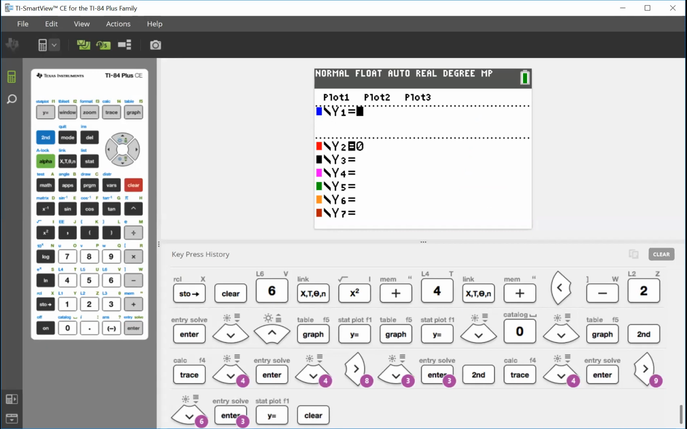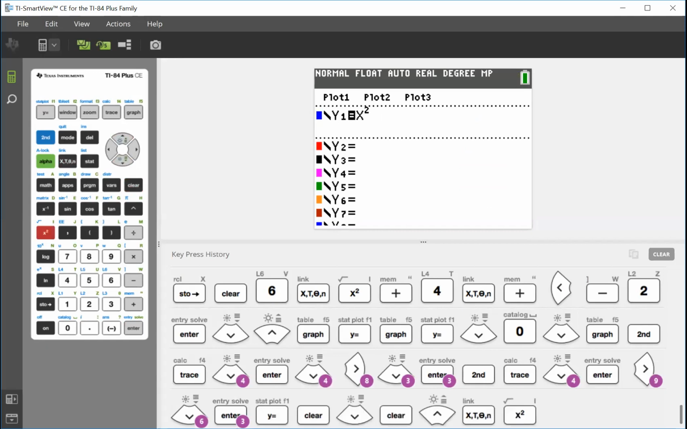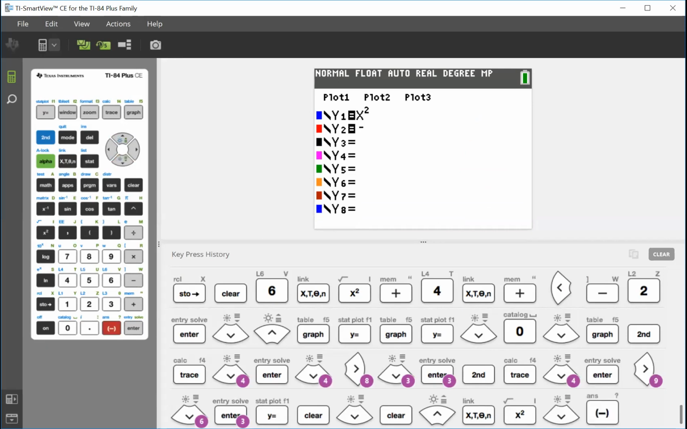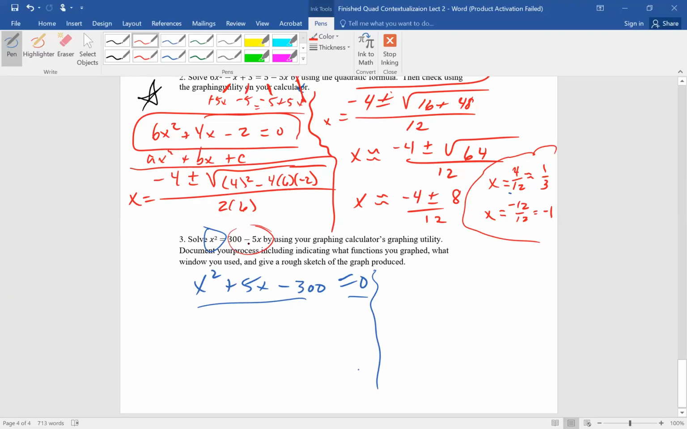So here we go. Clear out what you had before. And remember, the left side is going to be x squared. Then I think it was minus 5x. I'll have to check here. Plus 300. Give me a second, and I apologize for having to go back and double check. But minus 5x plus 300, or 300 minus 5x, it's the same thing.